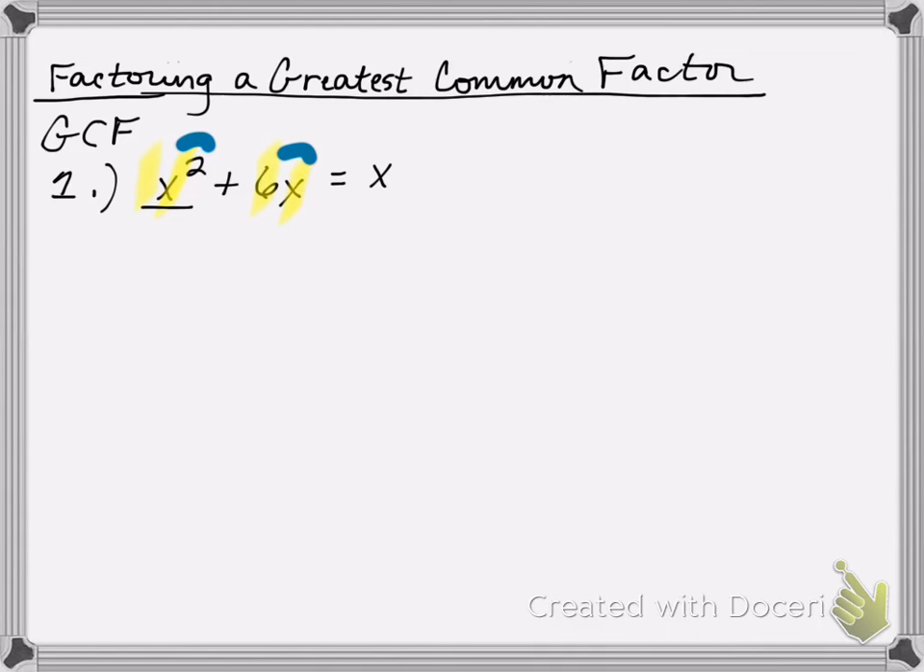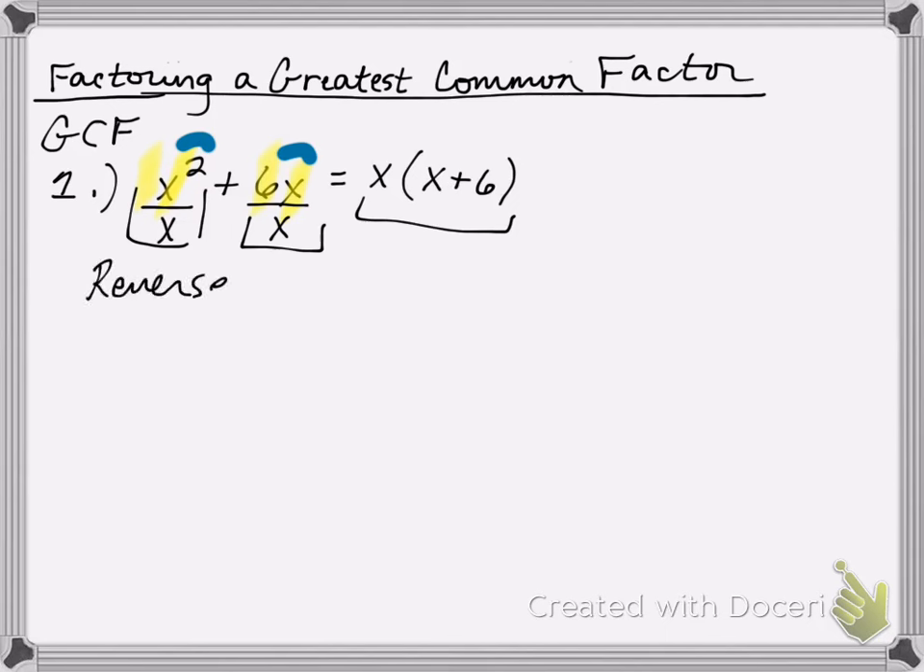Now I open up a parentheses next to the x, and then I see what would happen if I took an x out of each term, or divided x out of each term. x squared over x would be just x, and 6x over x would just be 6. And that's what it looks like when you factor out a GCF. It's almost like reverse distributive. You don't have to write this, but I'm just telling you what it's going to look like after you're finished.